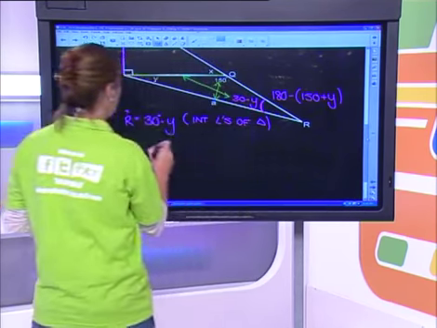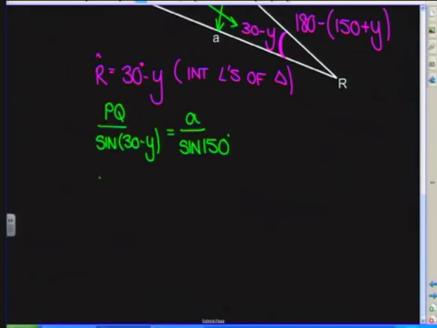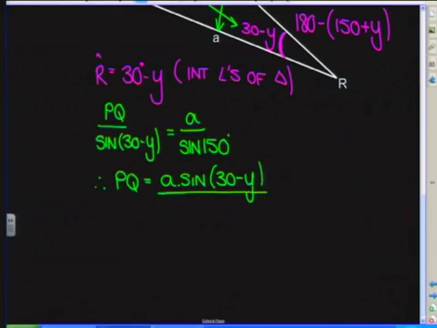And let's work it out. So we're going to say my length of PQ over sine of 30 minus y is equal to my length of a, that little a, over sine of 150. Okay, and let's simplify that. That means that I would have PQ, which is equal to a times by sine of 30 minus y, and that's over sine of 150.